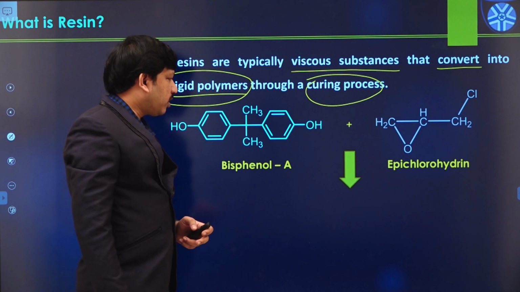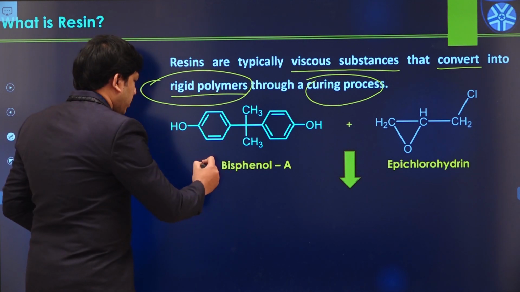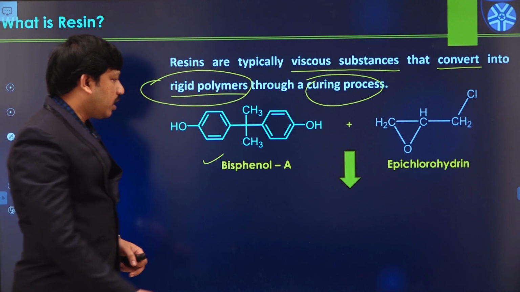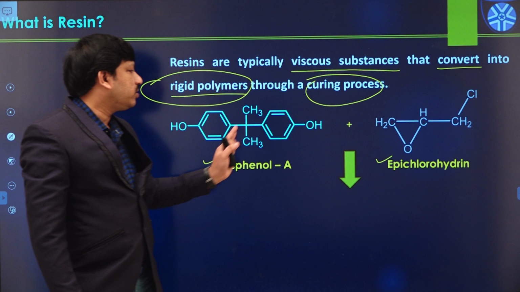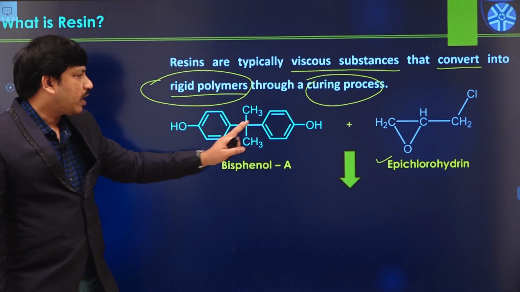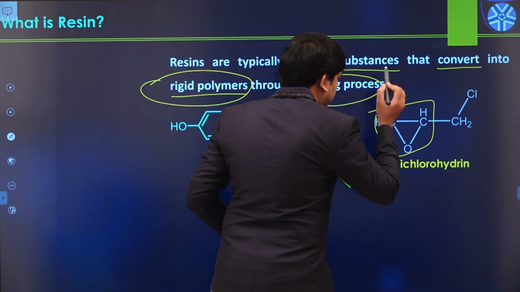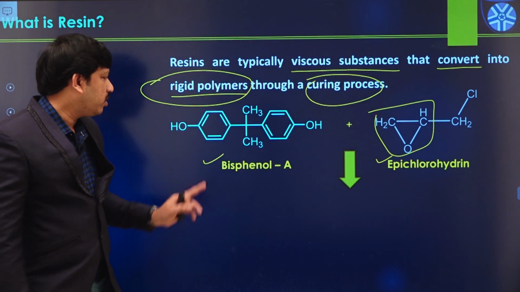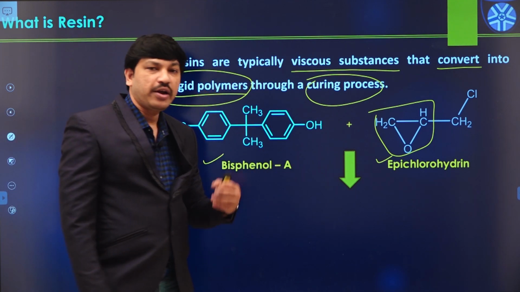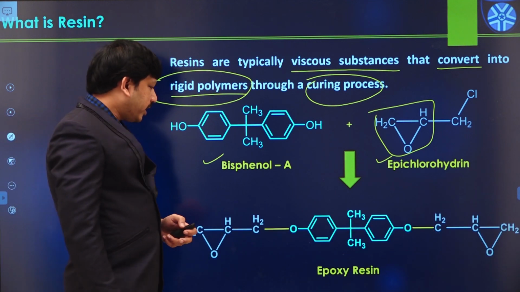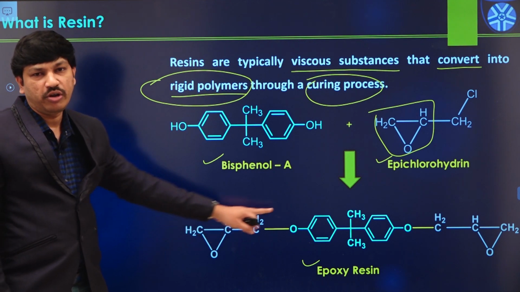Okay, so let us see one example. Here we have two different reactants. The first one is called bisphenol A, and the second one is called epichlorohydrin. This is a phenolic compound and this is an epoxy compound, because here you can see this is an epoxy ring. So whenever these two reactants react with each other, there is a formation of the corresponding epoxy resin. So this is one of the resin molecules.